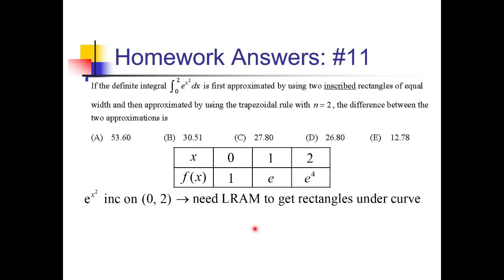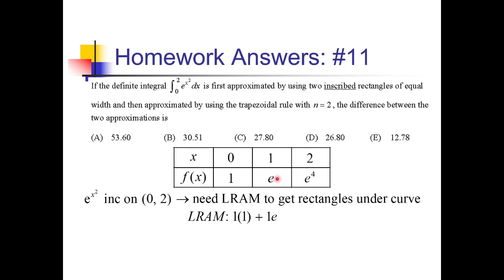So for that, I need two rectangles. The first rectangle using LRAM, we have a base of 1 from 0 to 1, times we need to use the left value, which is going to be 1. So 1 times 1. Plus, our next rectangle, we have an interval of 1 there as well, from 1 to 2. And the left value this time is e. So plus 1 times e. Well, this is just 1 plus e.